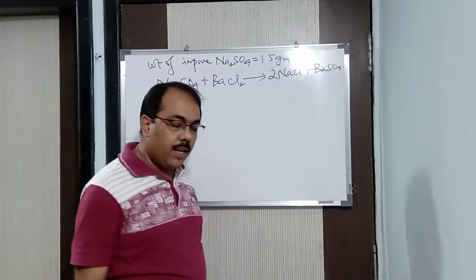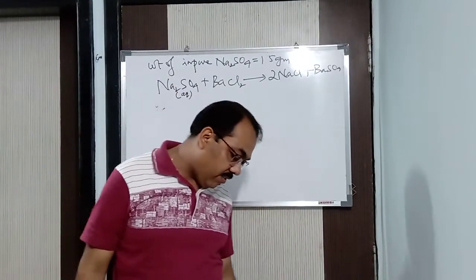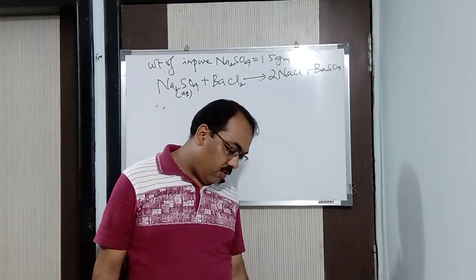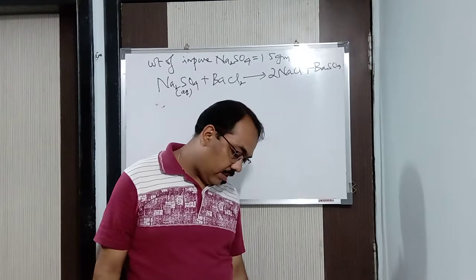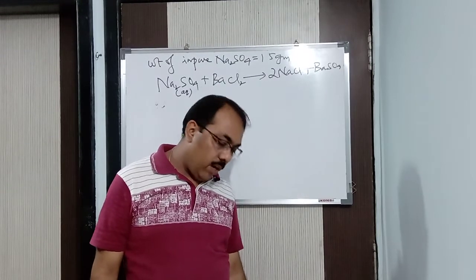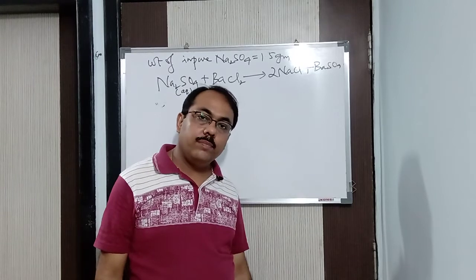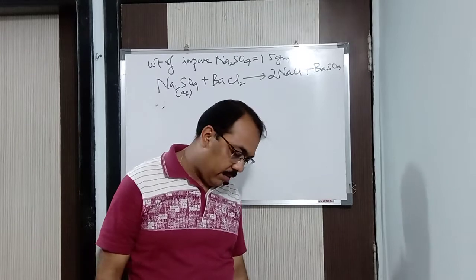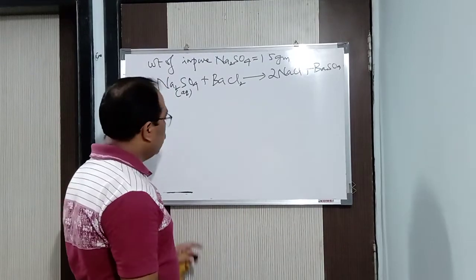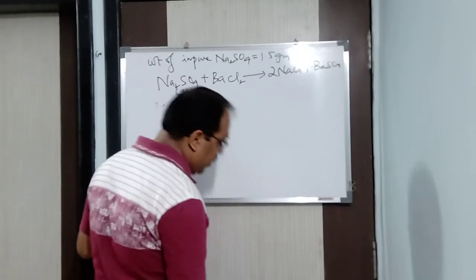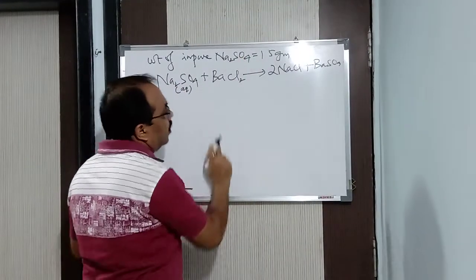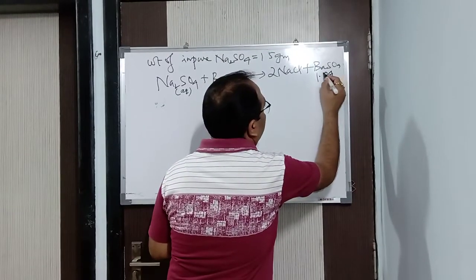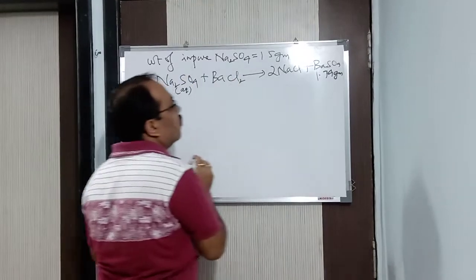sulfate was obtained as a dry precipitate. Calculate the percentage purity of the sample. Okay. So what is being given in the question? That is 1.5 gram impure sodium sulfate. It is giving you how much gram of barium sulfate? 1.74 gram. 1.74 gram of barium sulfate.